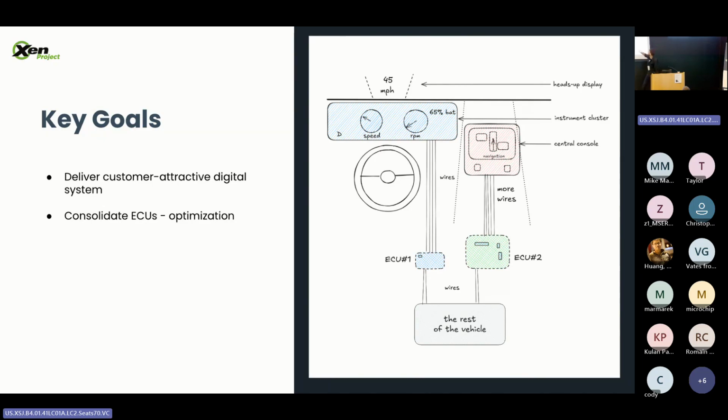Historically, all of these big components were managed by individual ECUs. ECU is electronic control unit, which is somehow connected to the network of the vehicle. The problem to solve now is that we want to optimize. We want to get rid of multiple dependencies on different hardware blocks, and still provide good user experience and efficiency.